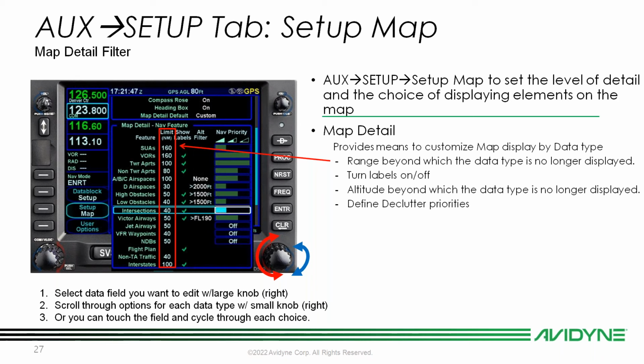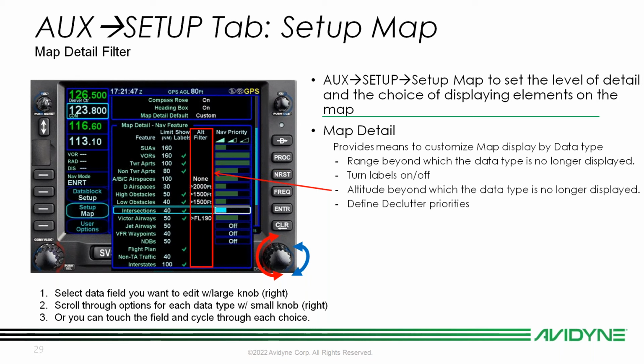That's set for 80. So if I zoom out beyond 80 nautical miles, I no longer see non-towered airports in my map detail. So we typically like to set these a little bit higher if we want to keep all that stuff represented. And of course, we can filter that out should we decide to. All right, so the next one is turning labels on and off. Pretty self-explanatory, right? We can show the labels and we can hide the labels. Keep them checked if you want to see them, uncheck them if you don't.